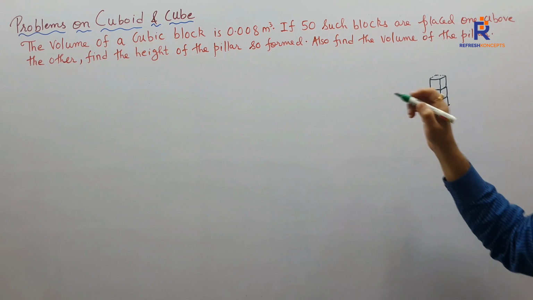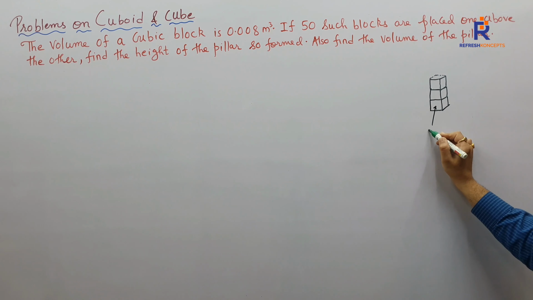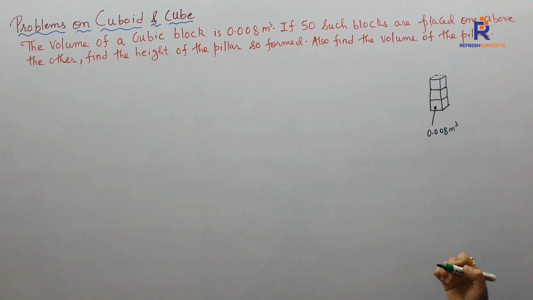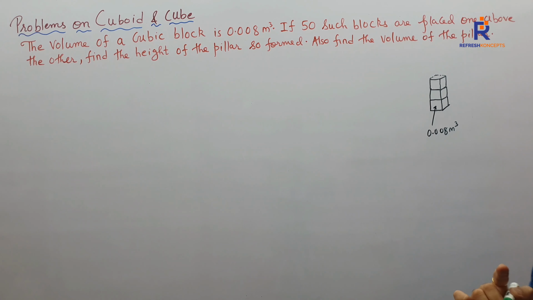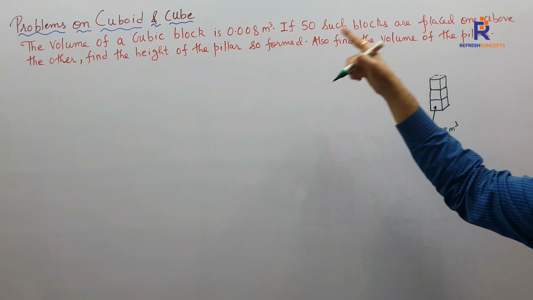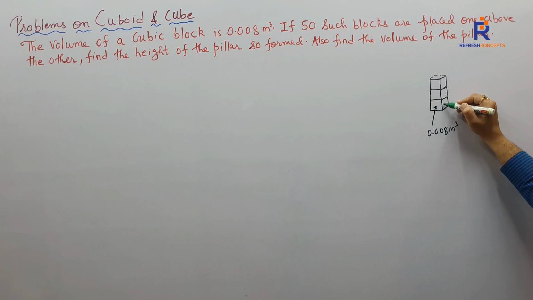Volume of each is given to us. What is the volume of each one? 0.008 meter cube. So do I know the length of side of the cube? No. Let's find that out. Why? Because if 50 such blocks are placed one above the other, we need the height. If I know the height of one, I will get the height of 50 by just multiplying by 50. Lastly, find the volume of the entire pillar.